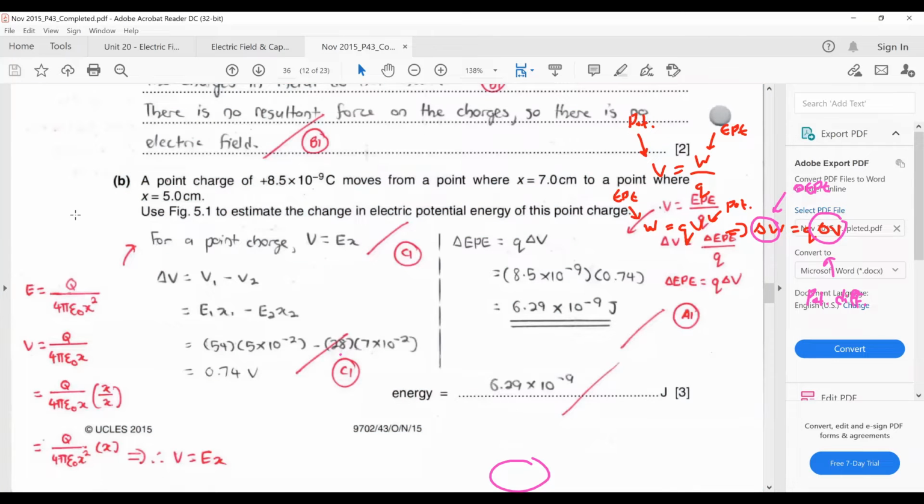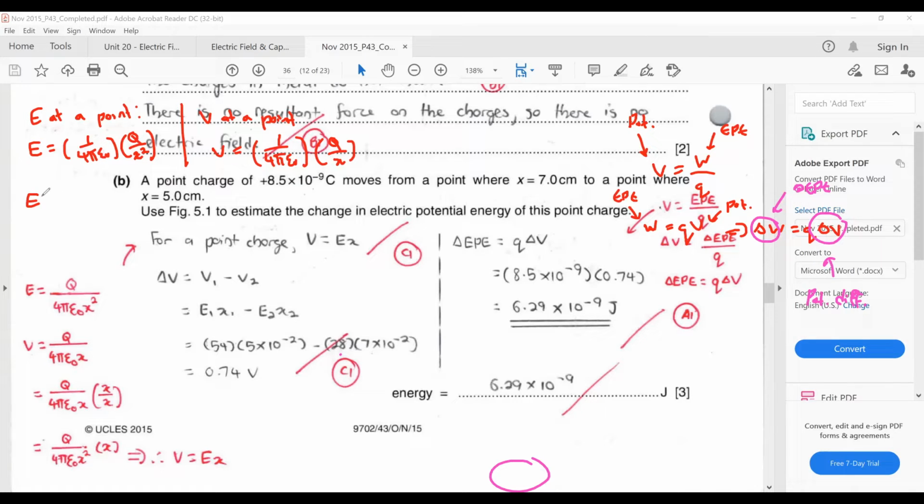What they want you to realize here is this. You see, if I tell you E at a point is equal to 1 over 4 pi epsilon naught Q over x squared, and I tell you that V at a point is equal to 1 over 4 pi epsilon naught Q over x. I changed the r to x here. You can just leave it as r if you want to.